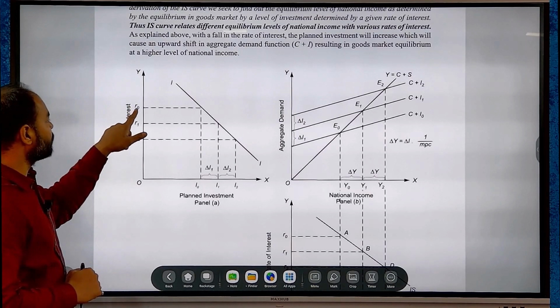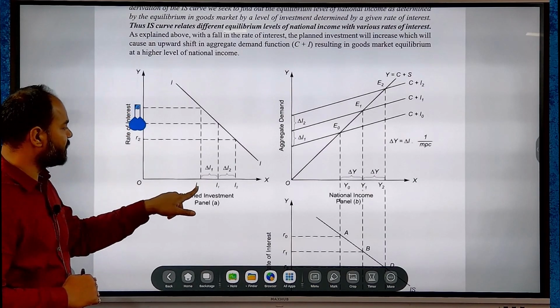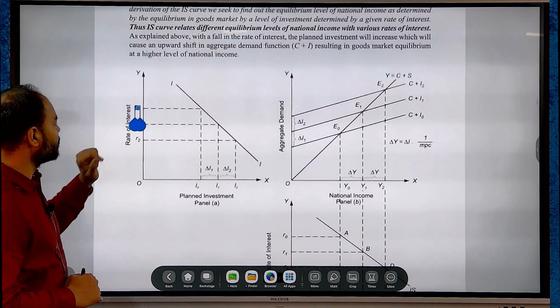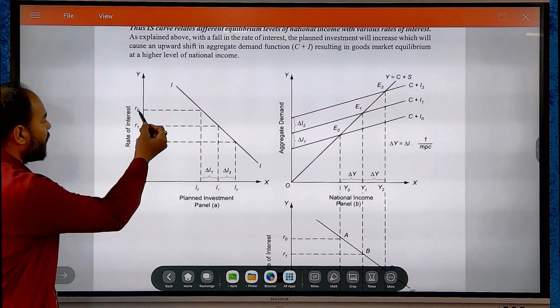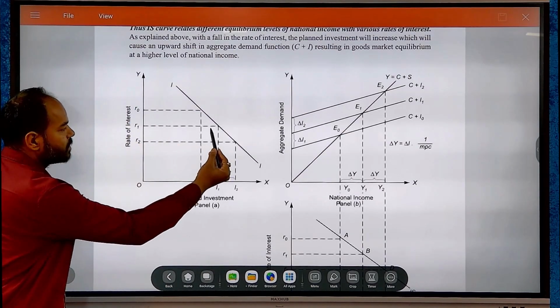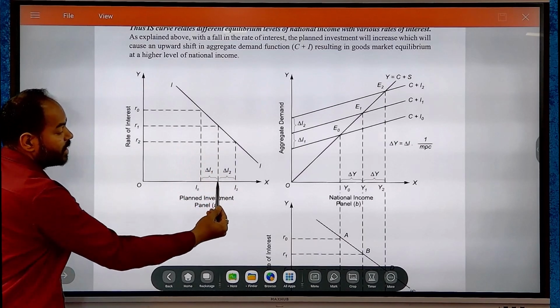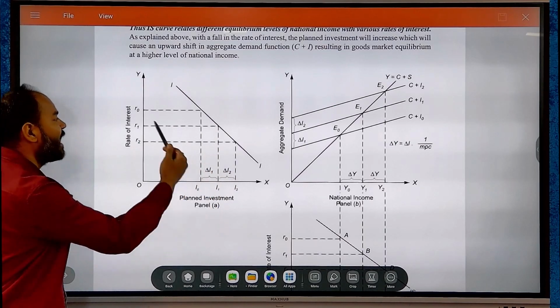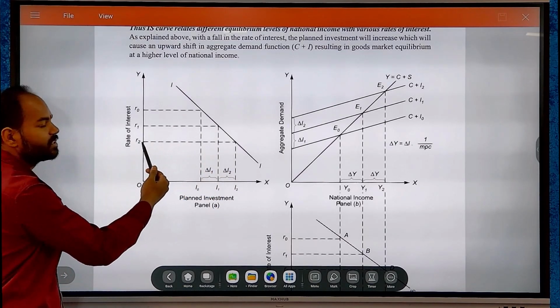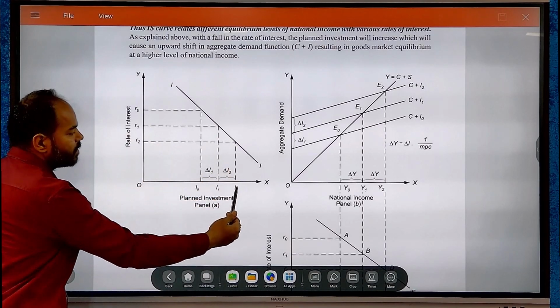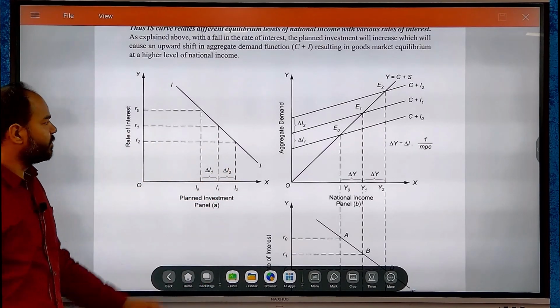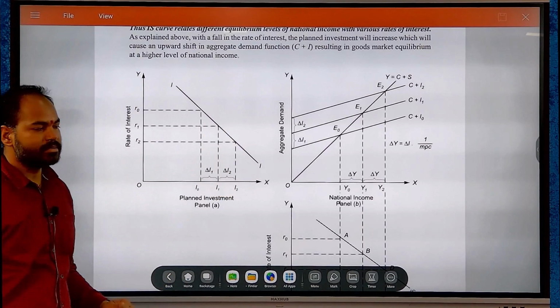If the rate of interest is more, investment will be less, and if the rate of interest falls to, say, R1, with the decrease in the rate of interest the investment will increase to I1, and further if the rate of interest decreases to R2, the investment will increase to I2. That is how this curve can be seen.